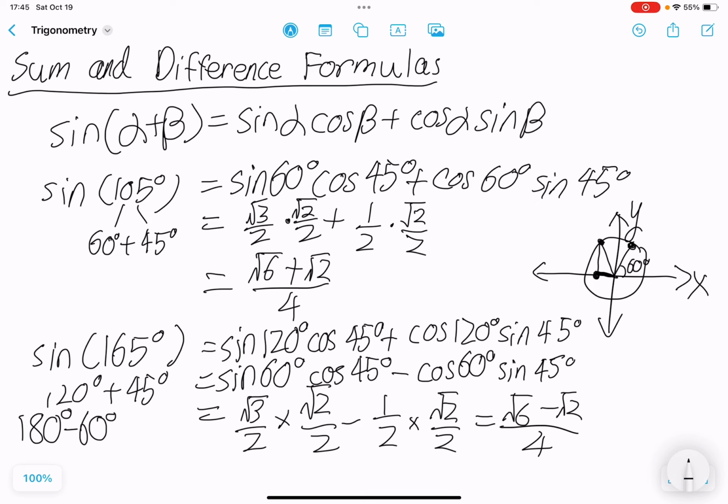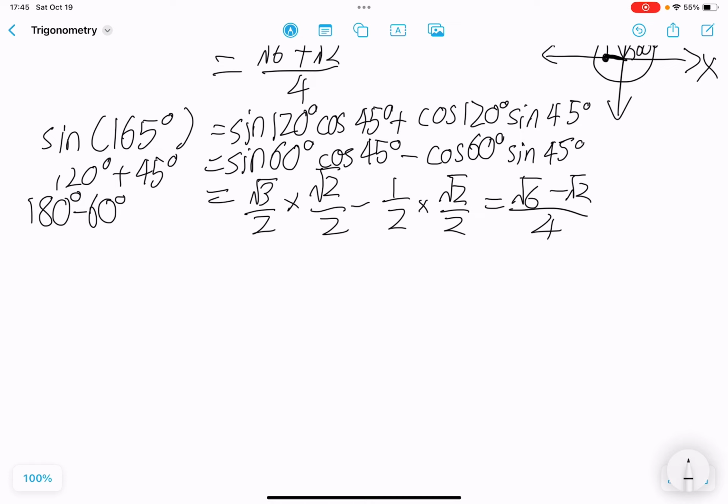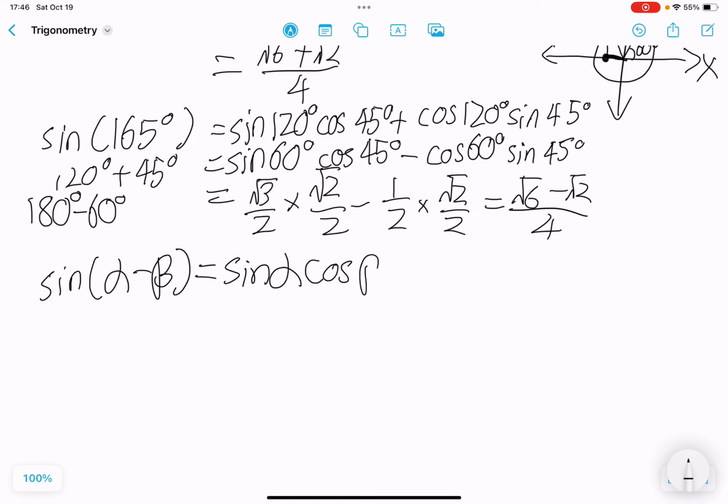Let's move on to the difference formula for sine. So we have the sum, we also have the difference. We can have sine alpha minus beta equals sine alpha times cosine beta minus cosine alpha times sine beta.